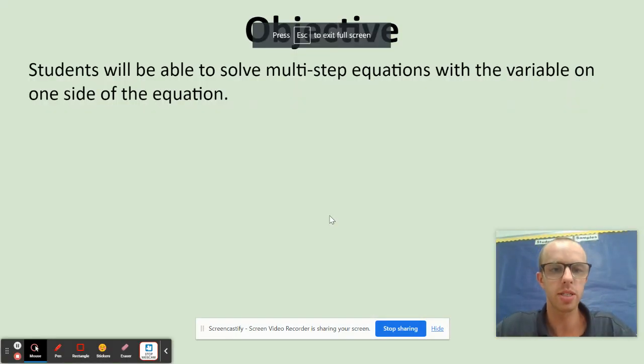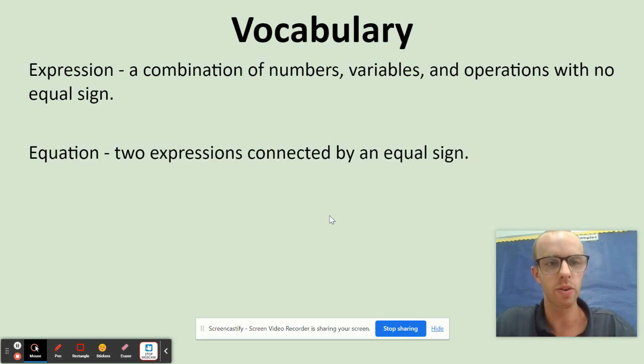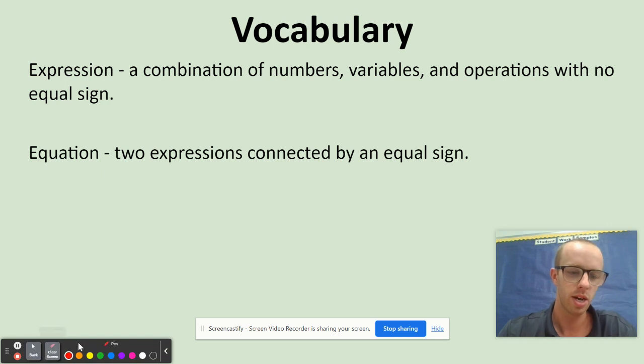Our objective here is that students will be able to solve multi-step equations with a variable on one side of the equation. We're going to start with some vocabulary. Make sure you're following along in your notes. I know we've been throwing a lot of vocabulary at you so far, but this should be the end of the vocabulary for the solving equations bit we're doing here.